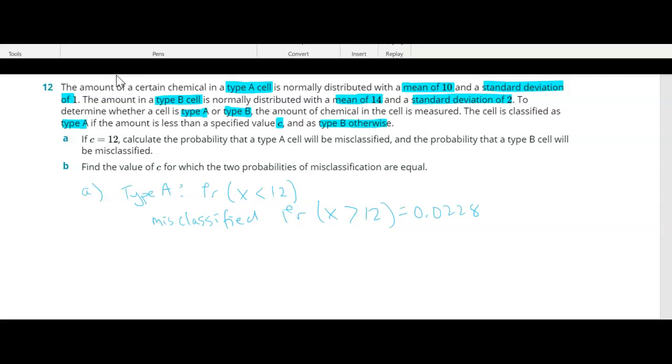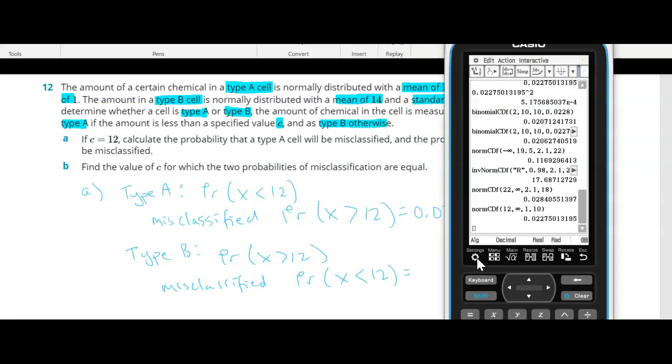All right, and then we've also got to do type B. Now remember, your mean and standard deviation is the same for both of them. So for B, the probability is greater than 12. If it's going to be misclassified, it's just the opposite to type A, the probability that X is less than 12. On the calculator, let's keep it the same, just highlight it and drag it down.